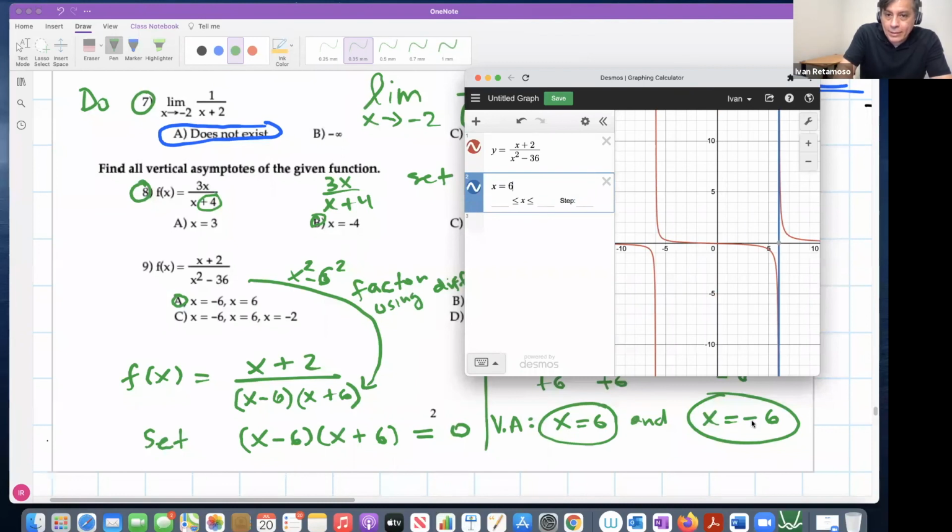Vertical asymptote, and the other one, x equal minus 6. Where is that? Aha, the other asymptote, you see? This is this vertical asymptote, this is the other vertical asymptote, right? So it makes sense, everything is good, right? Graphically, computationally, algebraically, everything matches.